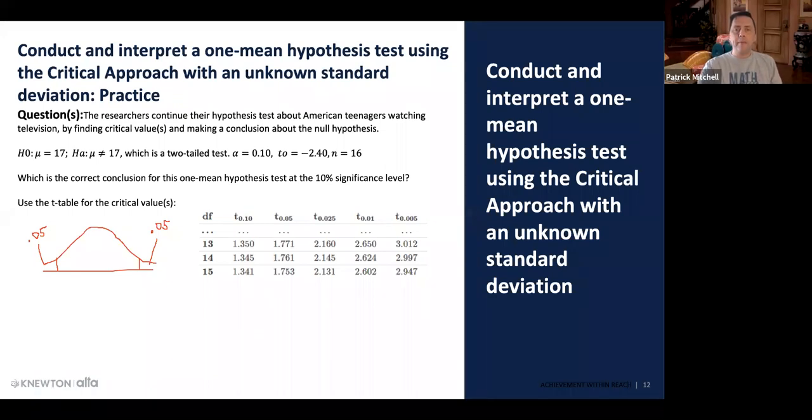So on this table, I lost my mouse again. There we go. We're going to look in this column, and because the sample size is 16, that means we're going to look at 15 degrees of freedom, and our critical values are going to be positive and negative 1.753.